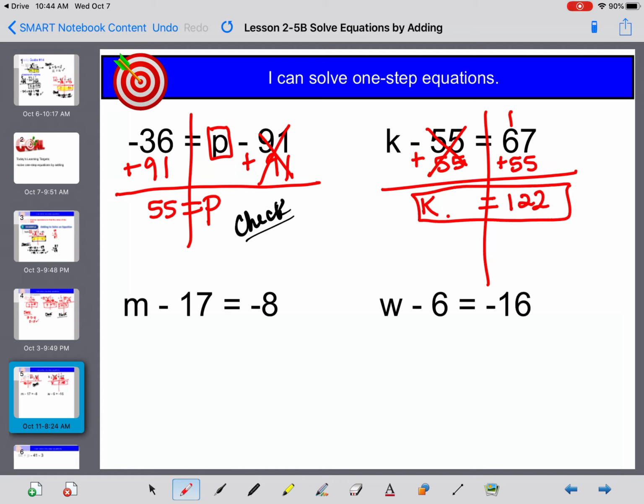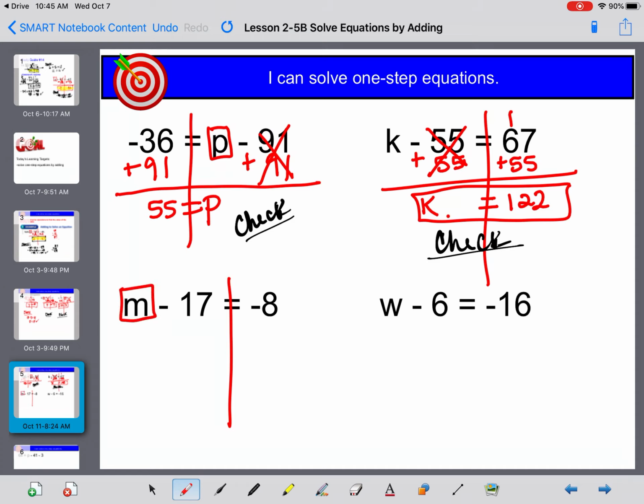Then, before I can say for sure that it's the right answer, I check my work. But for the length of the video, I'm just going to tell you that is the right answer, and your job is to have checked it. Checking is required on all of your assignments.